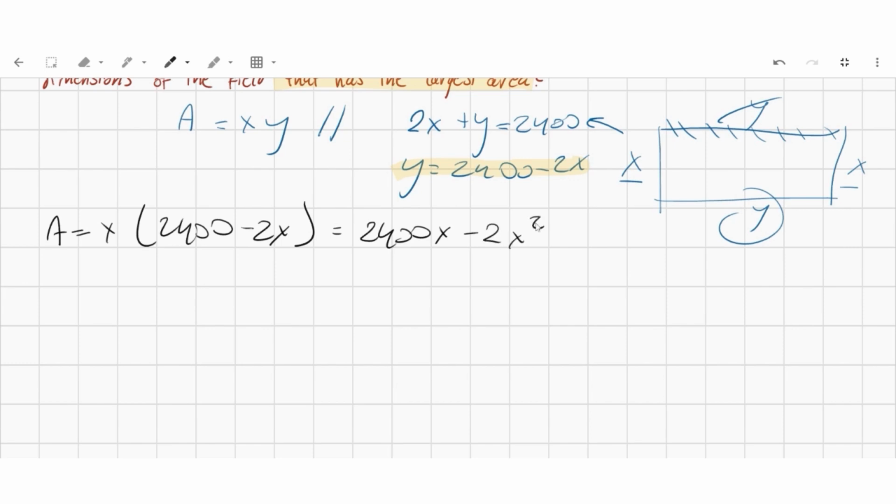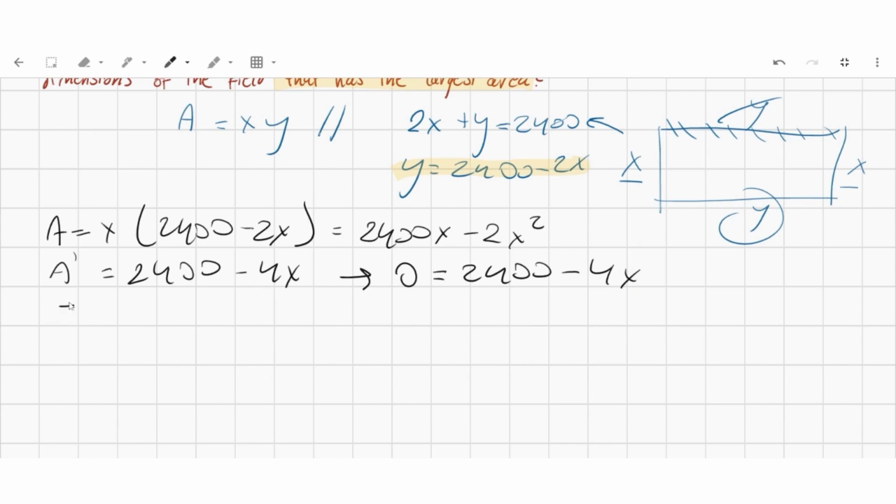minus 2x squared. Now that we have A, we're going to be finding A prime, which is equal to 2,400 minus 4x. And again, the way we found it is by multiplying the power by the coefficient and then subtracting 1 from the power. After that, we're going to be setting A prime to 0. So 0 is equal to 2,400 minus 4 multiplied by x, or 4x, and then using simple algebra, we'll leave x on one side and then find the value of x.